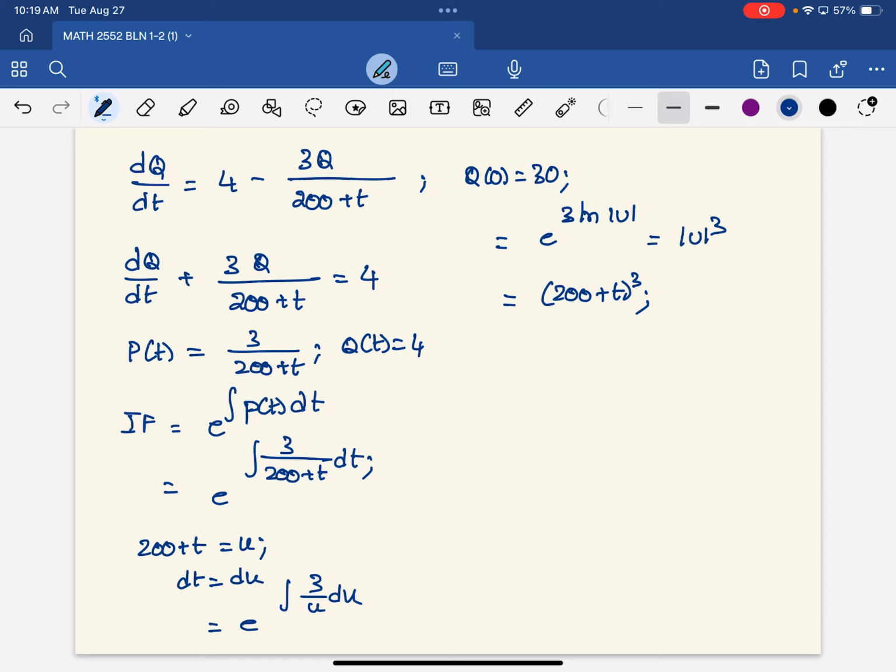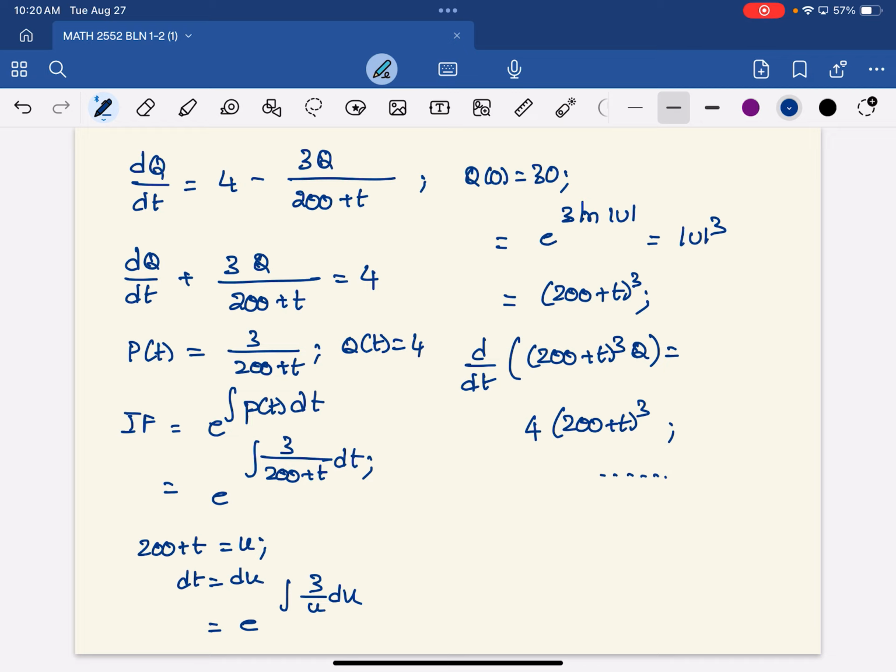So you would start by writing d/dt of the integrating factor, which is 200 plus t cubed, times the dependent variable Q, equals the integrating factor, 200 plus t cubed, times the right hand side, which is 4. And you would start solving from there. Is that clear? Or you could use variable separable as well. Is that okay if I stop here?